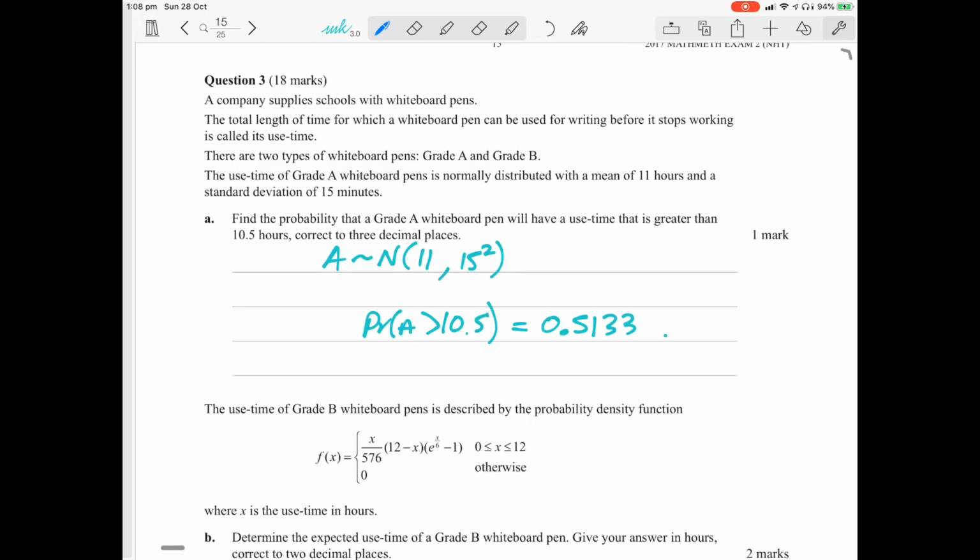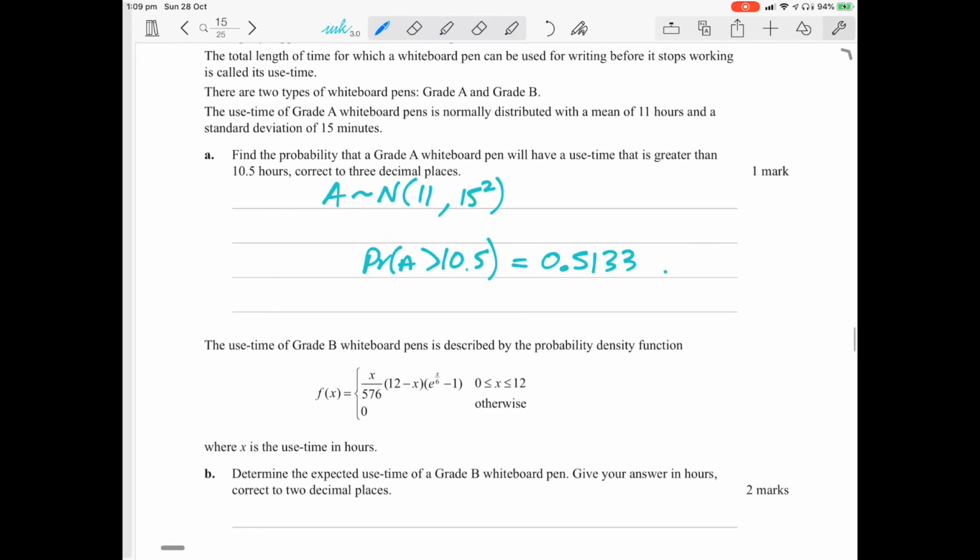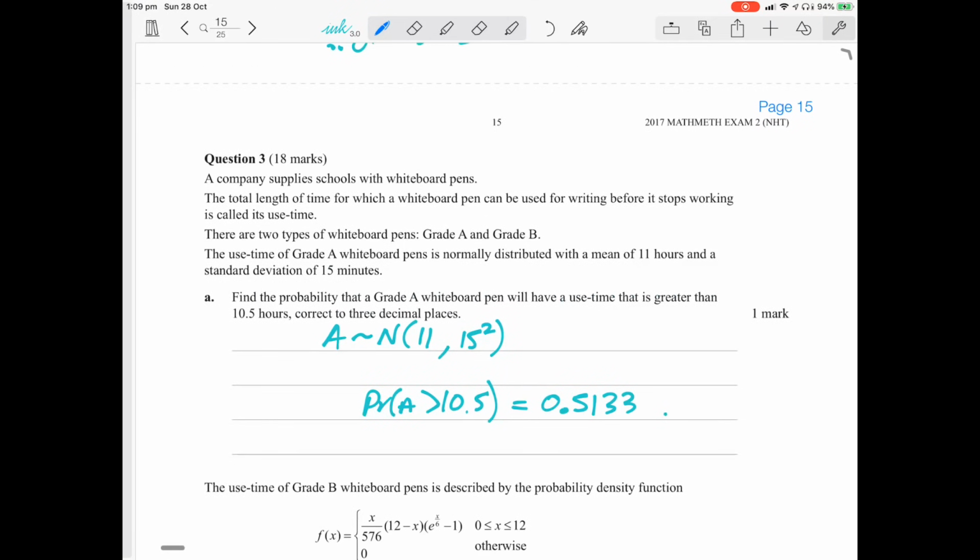Pretty sure that's right. Just checking the scores. Okay, yeah, I think that's right. Mean of 11, standard deviation of 15 minutes. Oh, hours and minutes, that's the thing. I knew something wasn't quite right.